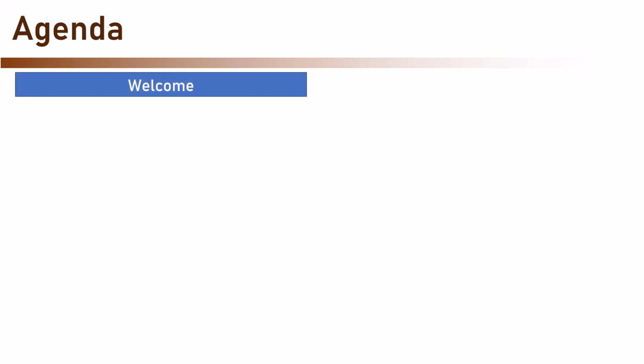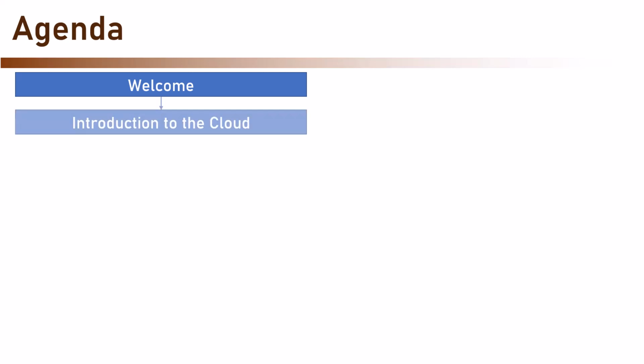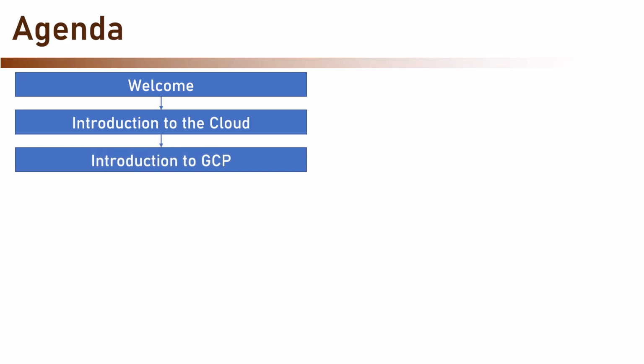So, what's in the agenda for us in this course? Well, first, the obligatory welcome section, which we are in right now. Next, we are going to have an introduction to the cloud. We will understand what is a cloud and what problems it solves. Then, we will have our first introduction to Google Cloud Platform, or GCP. We will learn a little bit about its history and its unique features.